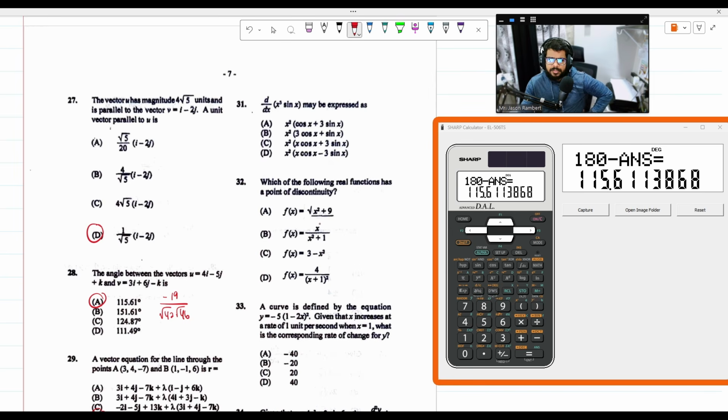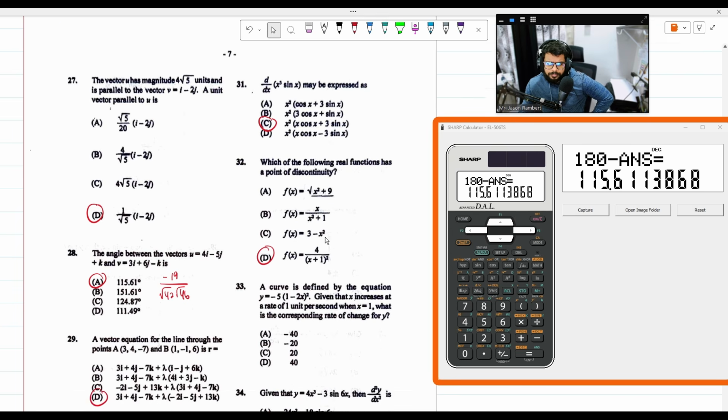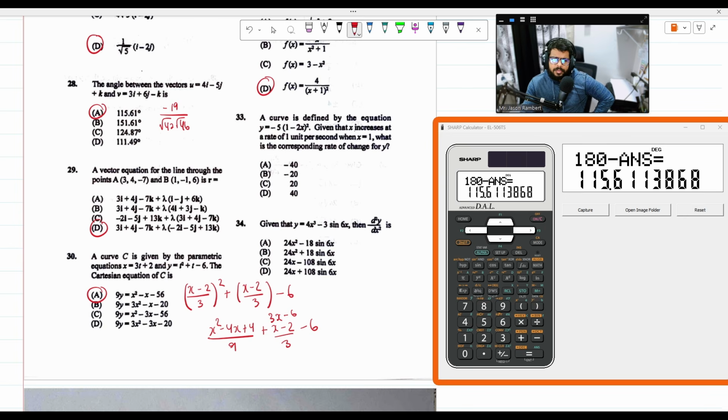The differential of this, we're going to have x cos x plus 3 sin x. So the answer is C. Which of the following real functions has a point of discontinuity? It's going to be D because I can solve the denominator. X will be minus 1 on the denominator. 33 is minus 20.